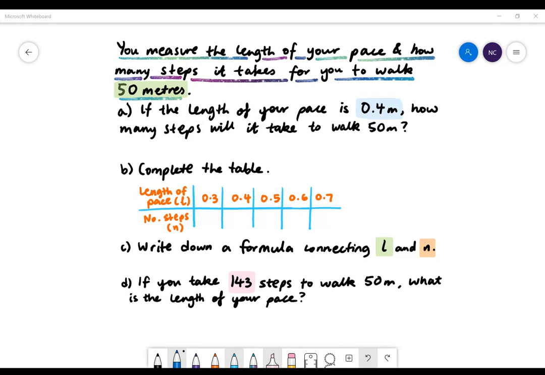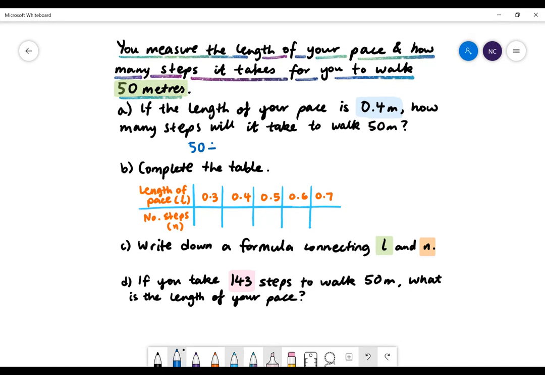Here is our final example. You measure the length of your pace and how many steps it takes for you to walk 50 meters. A. If the length of your pace is 0.4 meters, how many steps will it take for you to walk 50 meters? To do this, we'll just do 50 divided by 0.4 to get us 125 steps.